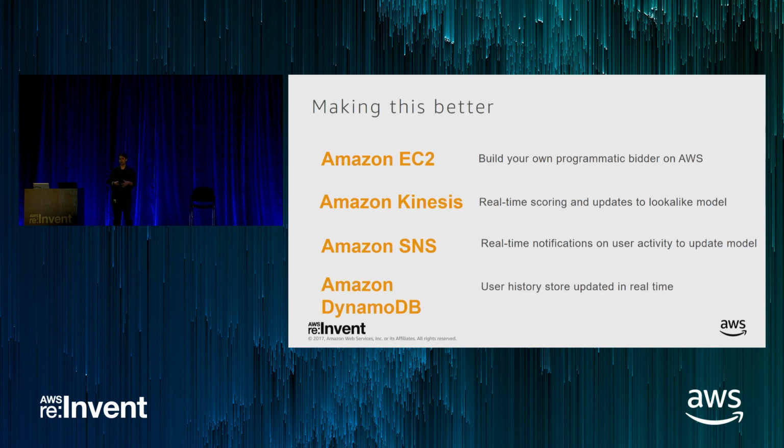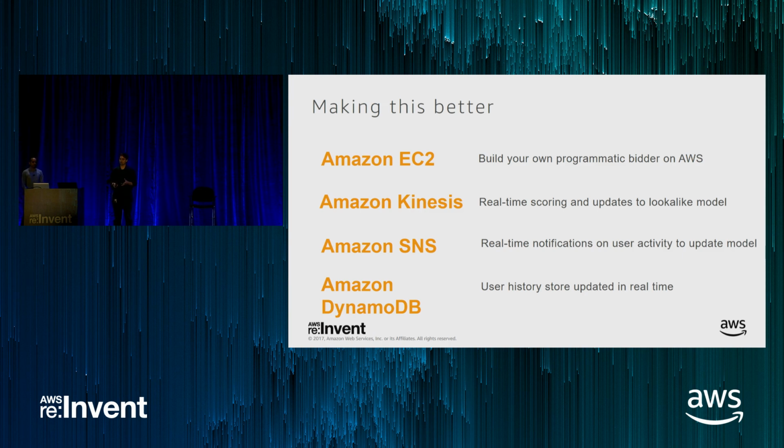So how could we make this better? Well, you've seen a lot of different extensions of using AWS today. One way we can do this is we can make this better using EC2. In a sense, we could build our own bidder. So instead of having to rely on DoubleClick Bid Manager to run your ad campaigns, you can build your own bidder, and I believe there was a talk earlier today about how to do that.